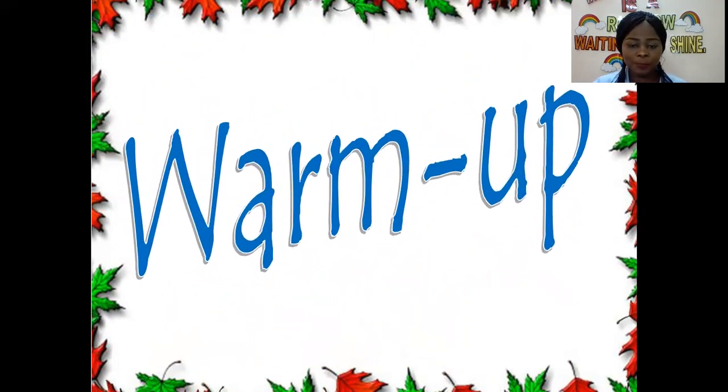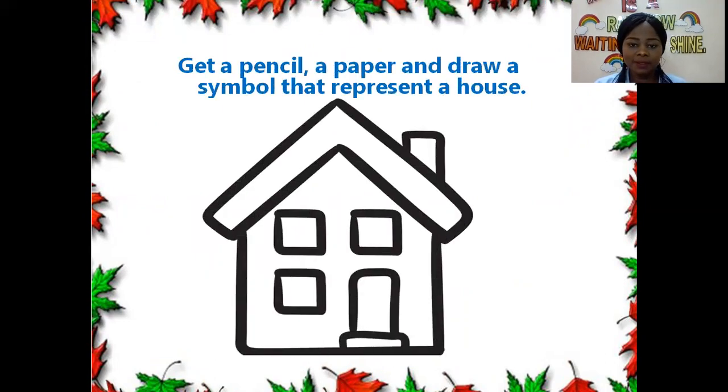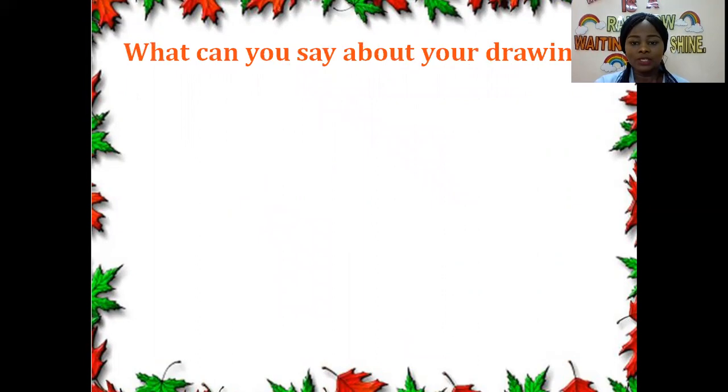Now our warm-up. Now, students, I want you all to get a pencil, get a paper, and let's draw this symbol that represents a house. This is a symbol, and it represents a house. Now, let's start drawing. Draw the symbol that represents a house, okay? When you finish drawing, you're going to talk about your drawing. What can you say about the symbol that you just drew?